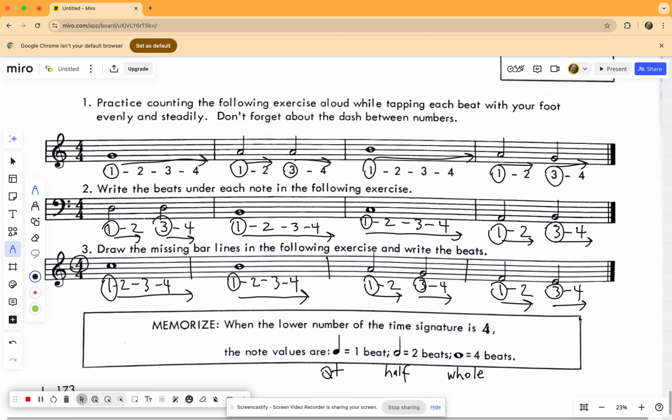So I'm not 100% sure right now if the audio of this video is going to successfully allow me to clap and count, but we can try it. Ready? Ready, set, here we go. 1, 2, 3, 4. 1, 2, 3, 4. And line 3. Ready, set, here we go. 1, 2, 3, 4. 1, 2, 3, 4.